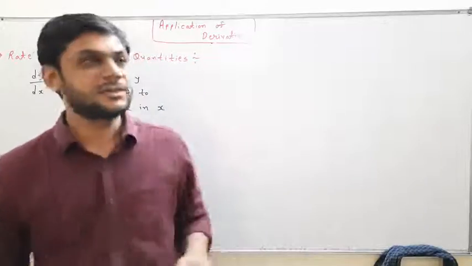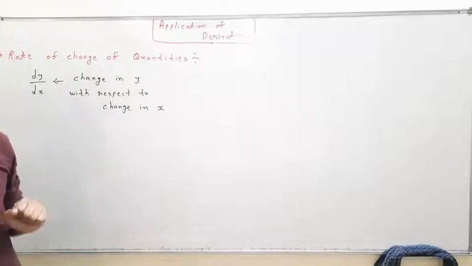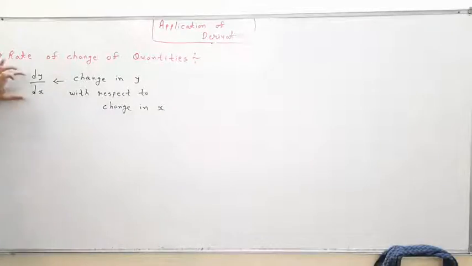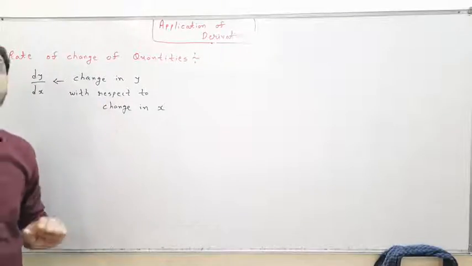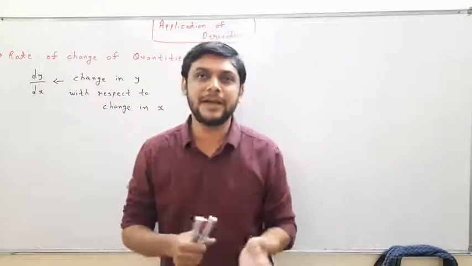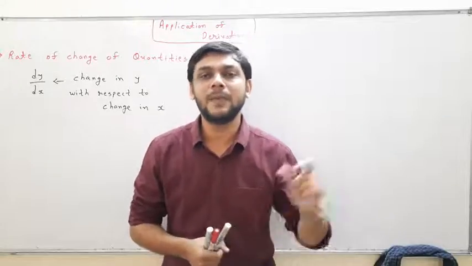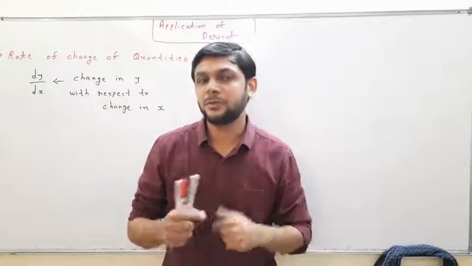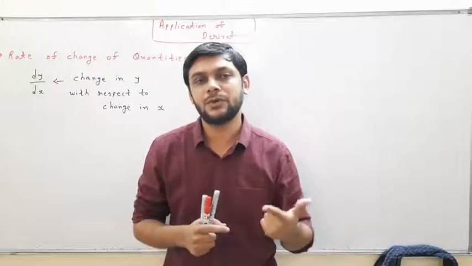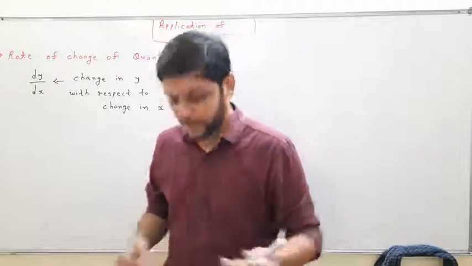So we start with the first exercise, that is rate of change of quantities. In most of the questions we have to find dy by dx. So what is the meaning of dy by dx? Meaning of dy by dx is change in y with respect to change in x. If you have any two quantities, y and x, r and t, or x and t, then differentiate to get the change in the first quantity with respect to change in the second quantity. Okay, so that is the meaning of dy by dx.